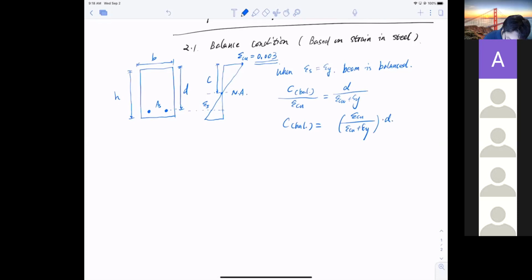And let's assume that epsilon Y equals 0.00207. That's the yield strain. And my next victim, Lucas.